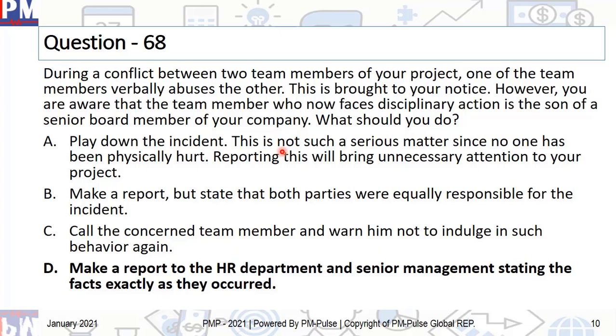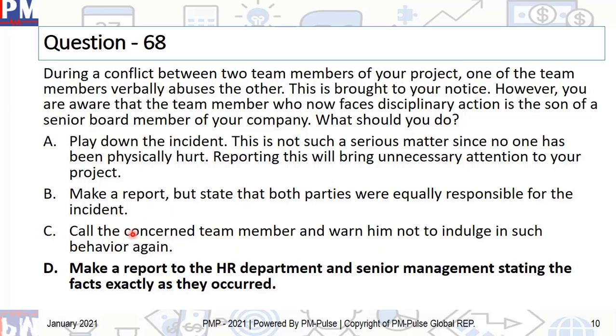Well, even in the real world, the moment you do this, you're actually promoting a lot of problems, right? So this should never be done. Now, when you talk about B, make a report but state that both parties were equally responsible for the incident. Again, you're playing down. This is another way of playing down, trying to equalize both of them, and that's equally bad.